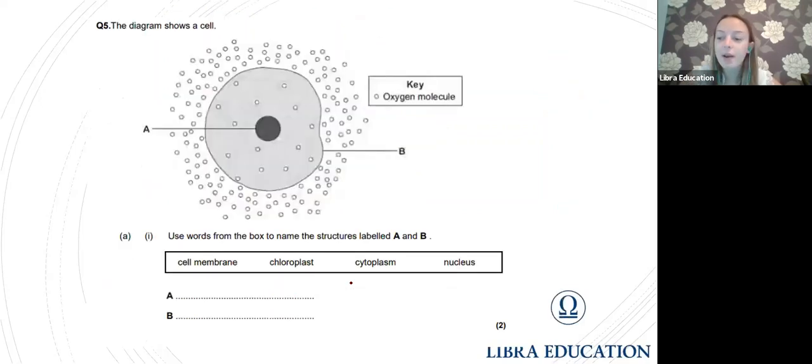Next question, question 5, which is actually question 2, so don't worry. The diagram shows a cell. So the cell you can see here is animal or plant. I'll leave that to you to decide. So always have a look at the key. It may or may not be relevant to you in the question, but always make sure you've looked at the total question. So use the words from the box. So this is giving you a hint to label the structures A and B. So what is A? What is B? Cell membrane, chloroplast, cytoplasm, or nucleus? So I'll give you a bit of time for that.